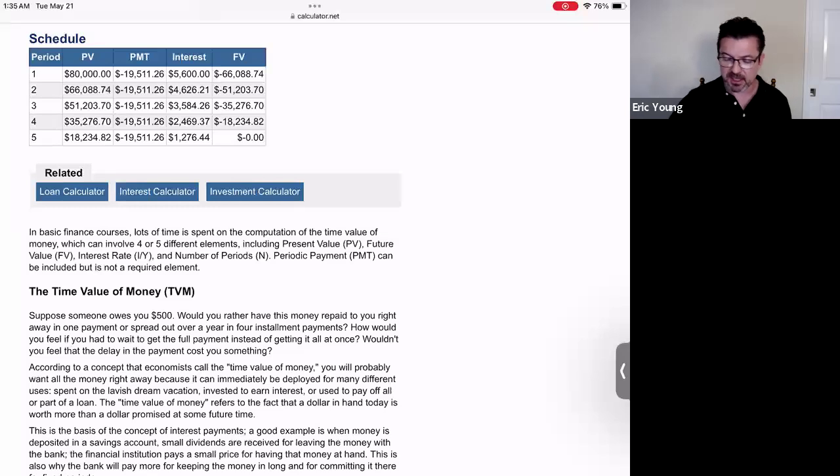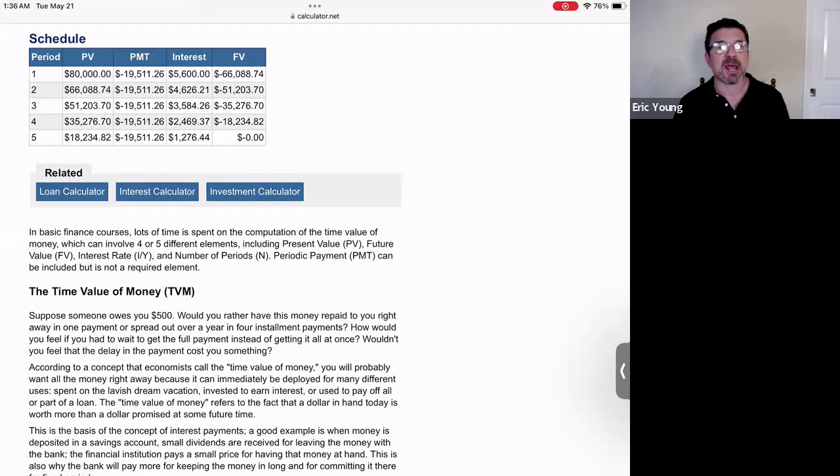And that's what reduces us. So if you were to get a calculator out, you would see that you're making a payment of 19,511. Of that, 5,600 goes to interest. That means that 13,911 goes to principal. You subtract that 13,911 from the original balance of 80,000, and that's $66,089, and that's the future value. In other words, that's the balance of the loan at the end of year one.